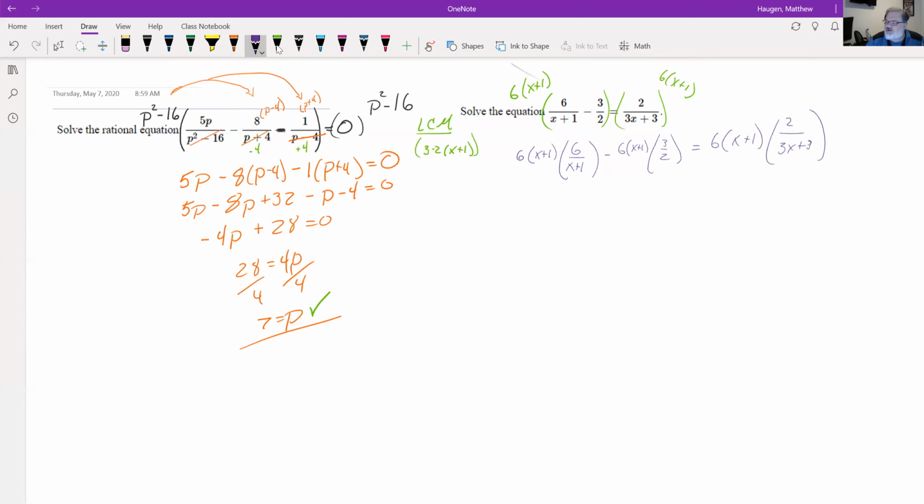Now we could multiply all that together and then try to reduce, but the whole point of multiplying by the 6 times x plus 1 was to get these to cancel. So we're going to take advantage of that and make them cancel. That's going to cancel with the x plus 1 and the 3.